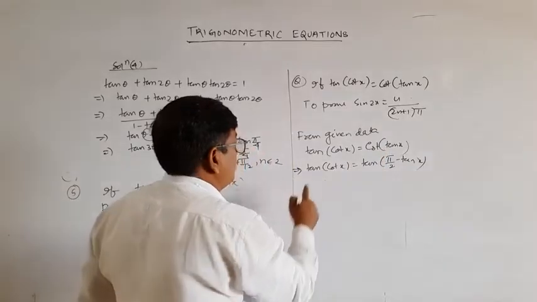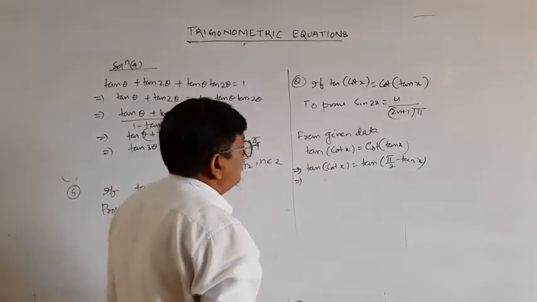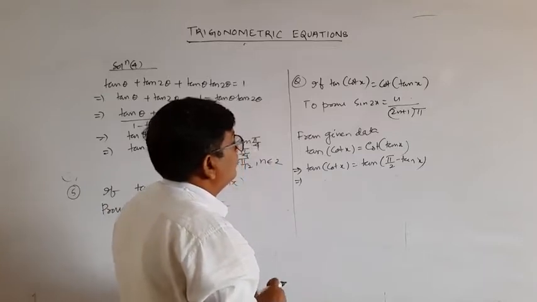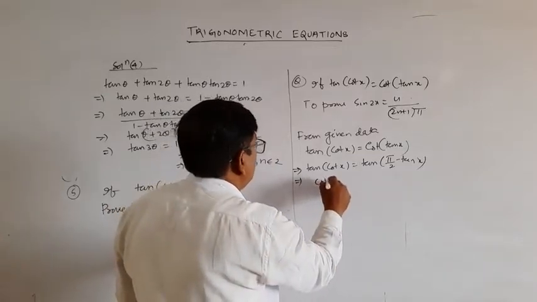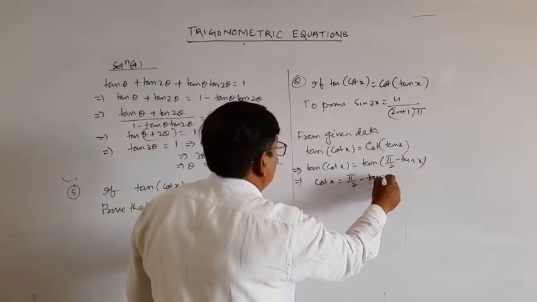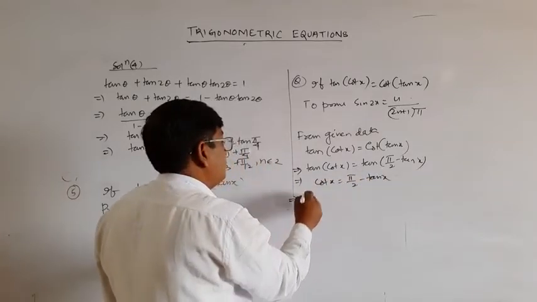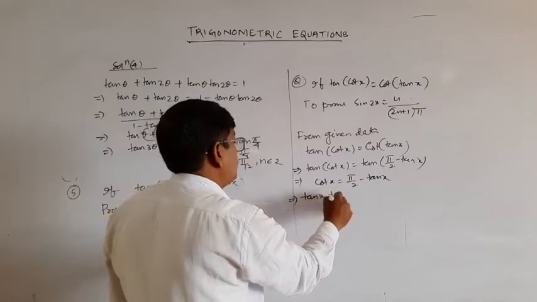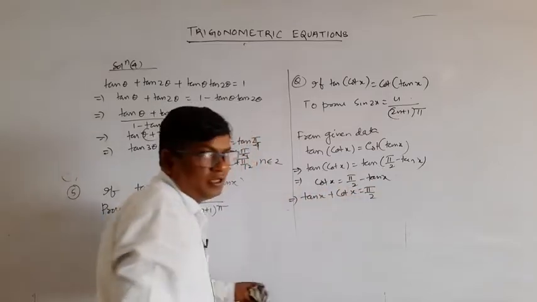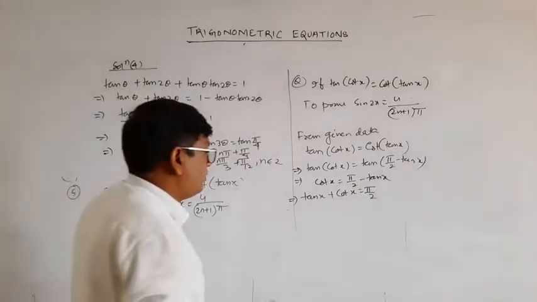So write this. So tan x here. Now cot x is equal to pi by 2 minus tan x, that implies tan x plus cot x is equal to pi by 2.